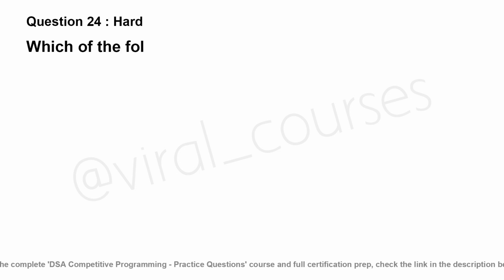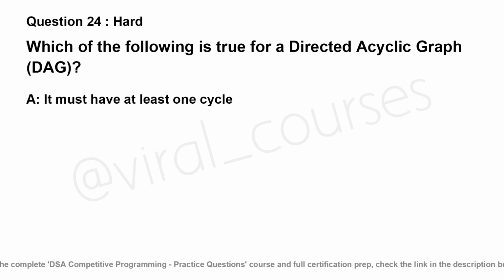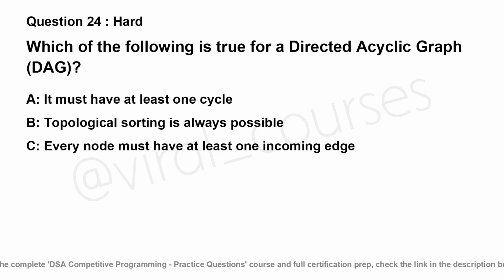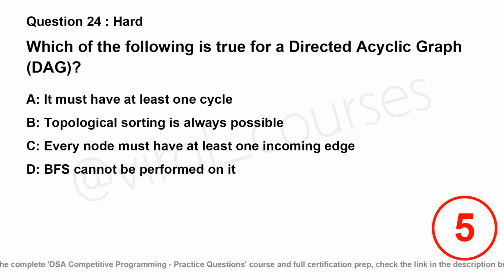Which of the following is true for a directed acyclic graph, DAG? Option A. It must have at least one cycle. Option B. Topological sorting is always possible. Option C. Every node must have at least one incoming edge. Option D. BFS cannot be performed on it.